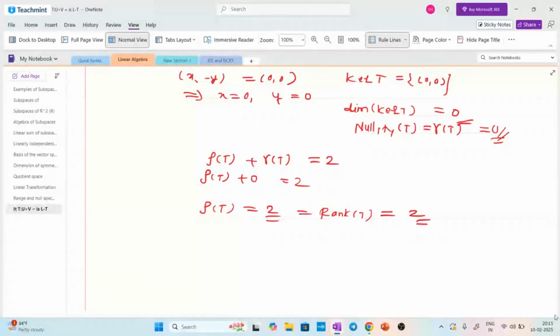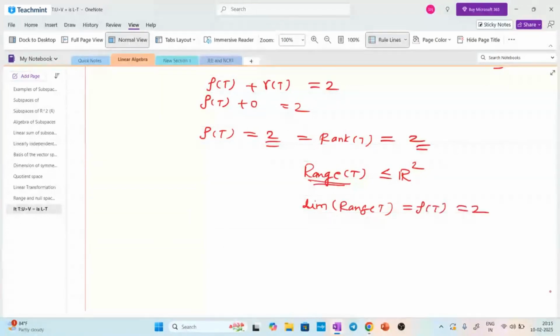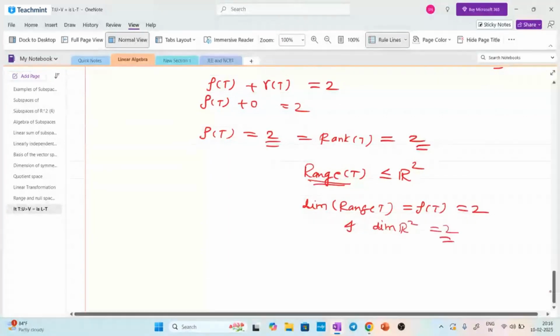I hope all of you understand this concept. Here, rank of T is 2. What is the range of T? Range of T is a subspace of R square. The dimension of the range of T is the rank of T, that is equal to 2, and the dimension of R square is also 2. This implies that range of T is equal to R square.